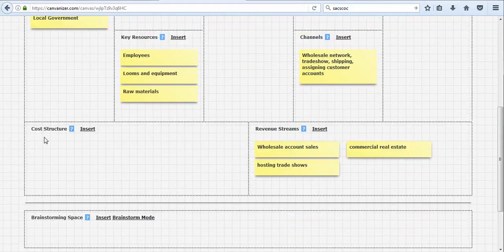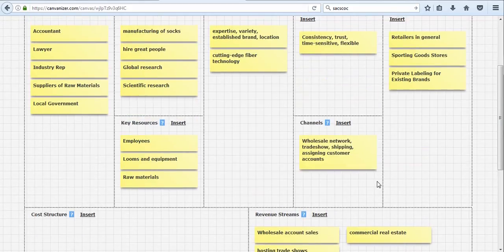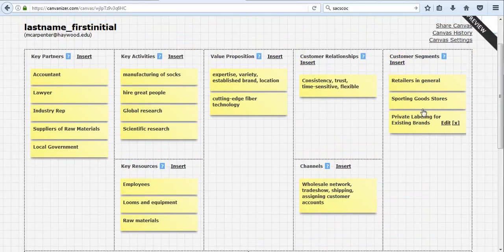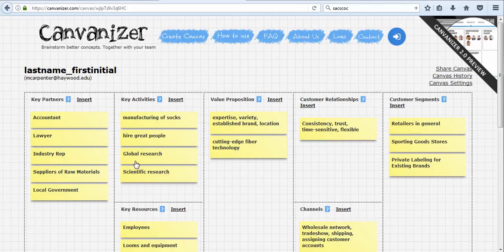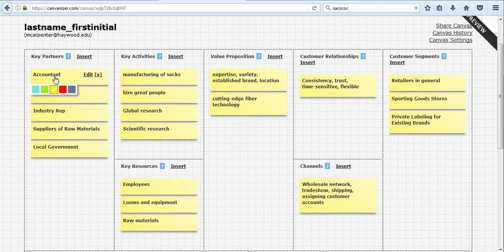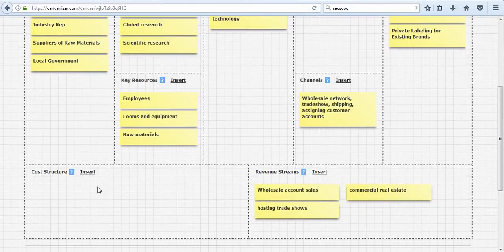So don't forget to come down here and do our last little block on the left side of the canvas. And that is cost structure. So just like on the right side of the canvas, when you do all these things, you get money coming in. When you deliver value to customers, you get money coming into the business. Well, when you go over here to the left side and you work with your accountant or your lawyer or your industry rep, or you buy raw materials and you go out and you do these activities and you use these resources, all of those things cost money. So down here, we want to think about the different areas in which money goes out.